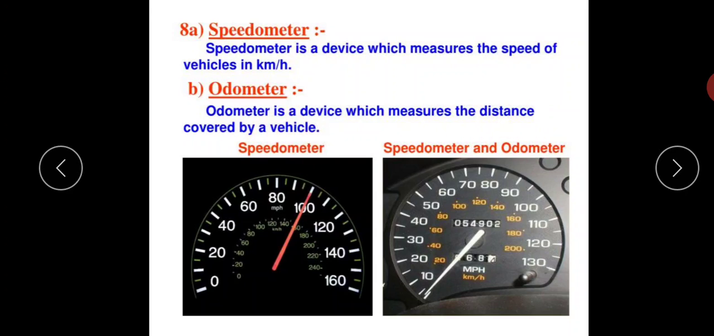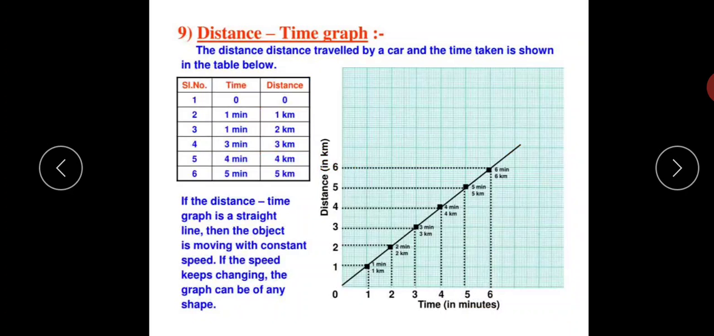So these were the things which we discussed yesterday, and what we are going to study today is the distance time graph. How to plot the distance time graph and know the speed of a particular vehicle, that we are going to learn today.